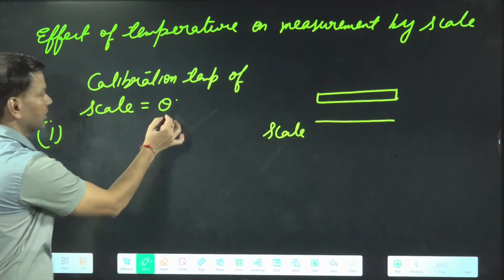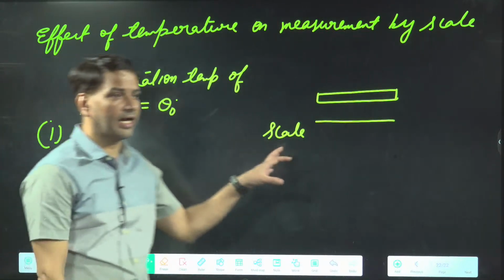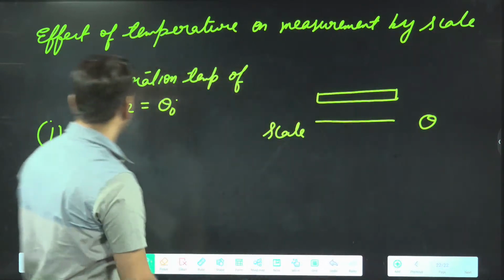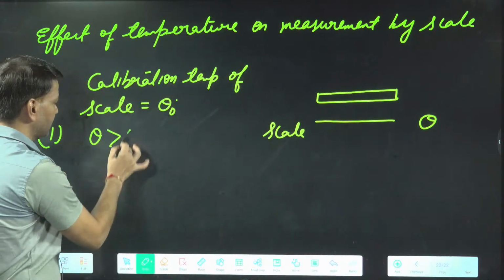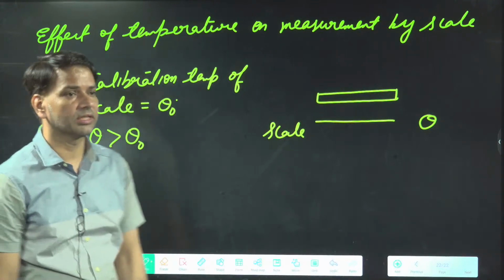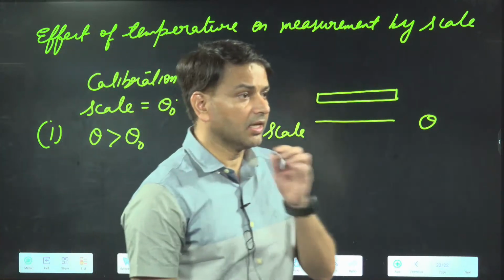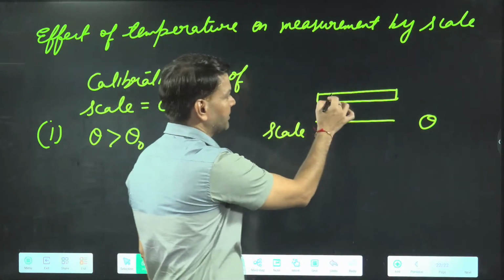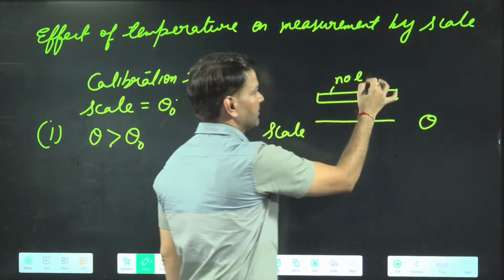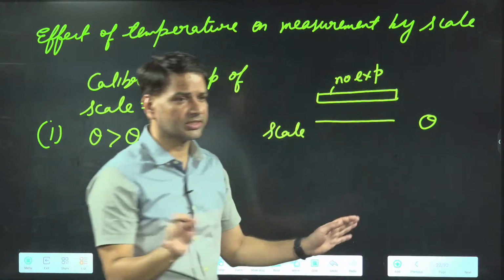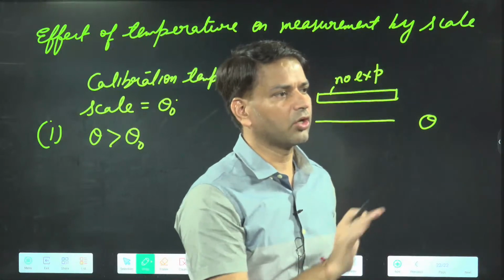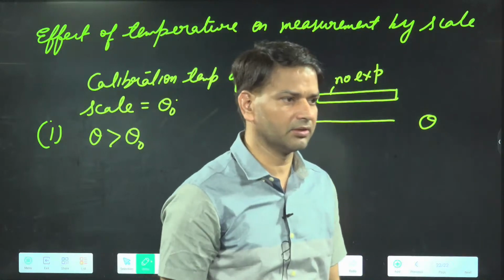Now, or theta naught. I am using the scale at the temperature theta, and this theta is greater than theta naught. First, listen: suppose I'm not considering the expansion in this object, no expansion. I'm not considering the effect of temperature on the object. Suppose I'm taking the wooden rod, I'm not considering any expansion.